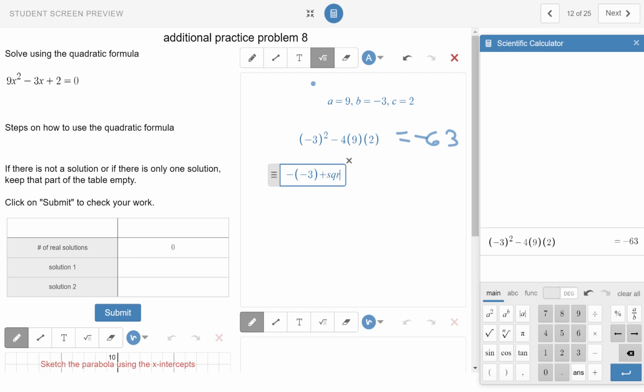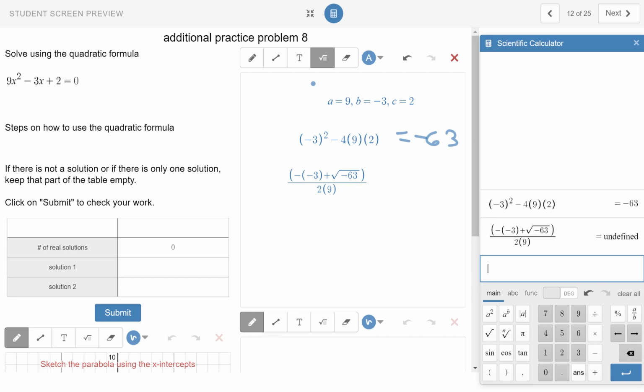I actually forgot to put the division bar first, so I'm going to go back. And I'm going to put my whole top in parentheses. Make sure your cursor is on the outside of the square root. And then 2 times 9. Now you're going to notice something. If you didn't notice it earlier, you're going to notice it now. This is no real solutions.